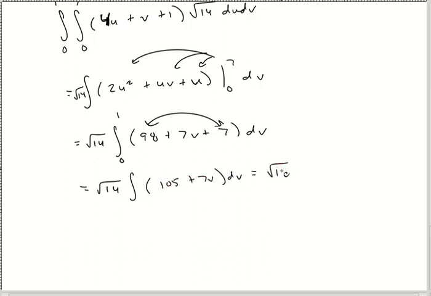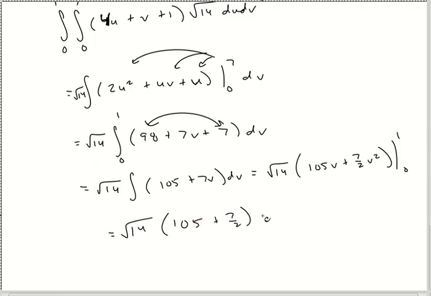So when I integrate now, no more integral. I got 105v plus 7 halves v squared from 0 to 1. The 0 is going to cancel. The 1 is very simple to integrate there. So 105, and then the 7 over 2.